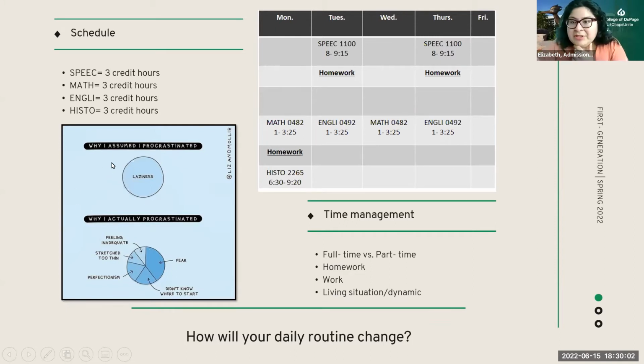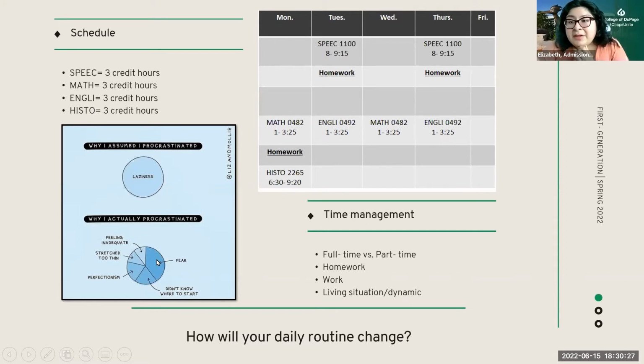This is an image that I always talk about. For first generation students, we often confuse laziness with so many other factors that are happening. Sometimes I hear students refer to themselves as, I'm just such a procrastinator. I know, I got so lazy. And the reality is you are not lazy, right? There's something else going on. A lot of first generation students, and I'm a first generation student, so I remember kind of facing some of these things, right?